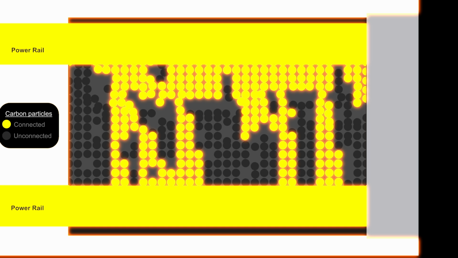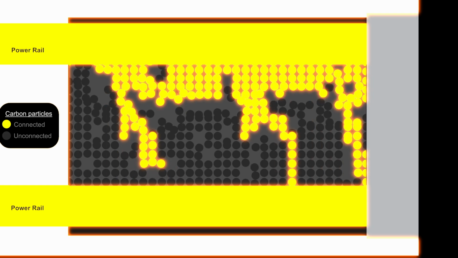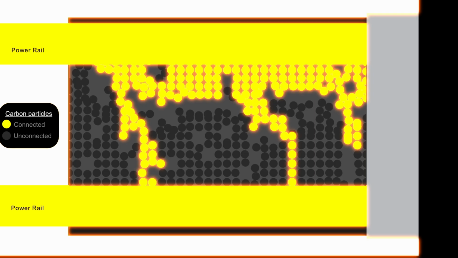As the polymer heats up, it will start expanding. Since the carbon bridges are not solid, but instead made of many carbon particles embedded in the polymer, as the polymer expands, it will force the carbon particles apart, causing an increasing amount of these bridges to break. This, in turn, will reduce the amount of heat generated until an equilibrium is reached.